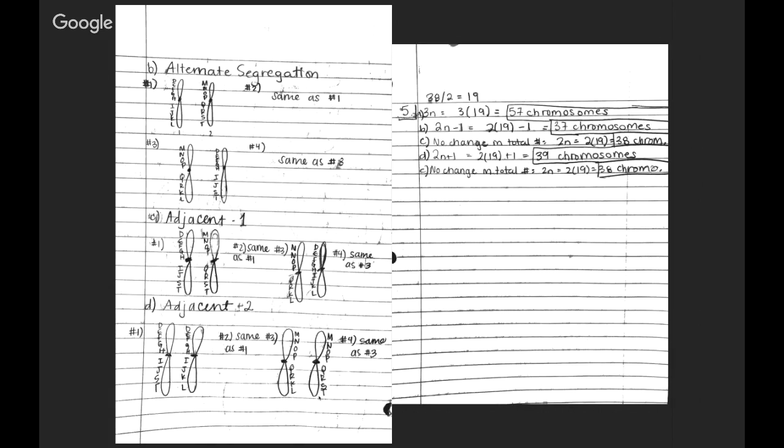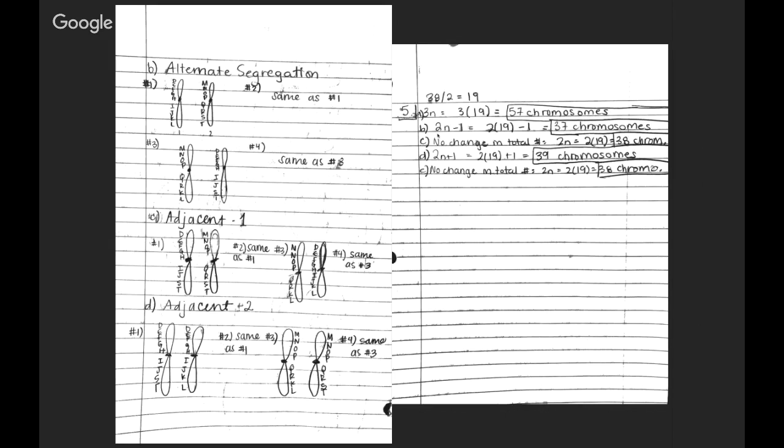Okay, great. On number 5, it says, cats have a total of 38 chromosomes. How many total chromosomes would be found in the following types of cat? Part A asks for what would happen with a triploid cat. The equation for triploid is 3n. So up here I've calculated that cats have a total of 38 chromosomes, divided by 2 equals 19. So 19 is the n value, and that's coming from one gamete. So 3n is 3 times 19, which is 57 chromosomes in a triploid cat.